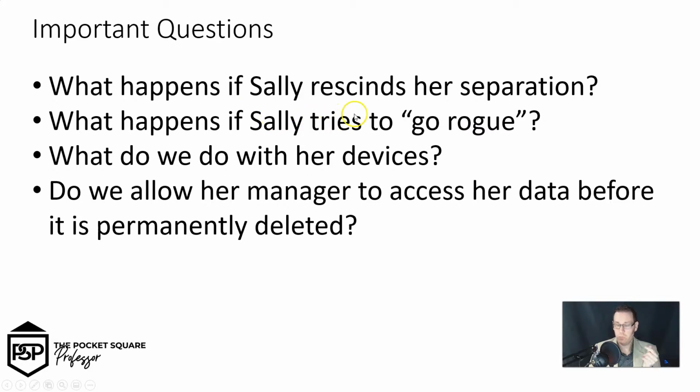Well, again, we have tools for that. Again, that's around the idea of insider risk management. We'll get to that in time. That's around compliance factors. That is another option that we have, but it's a question that we have to really understand. What do we do with her devices?